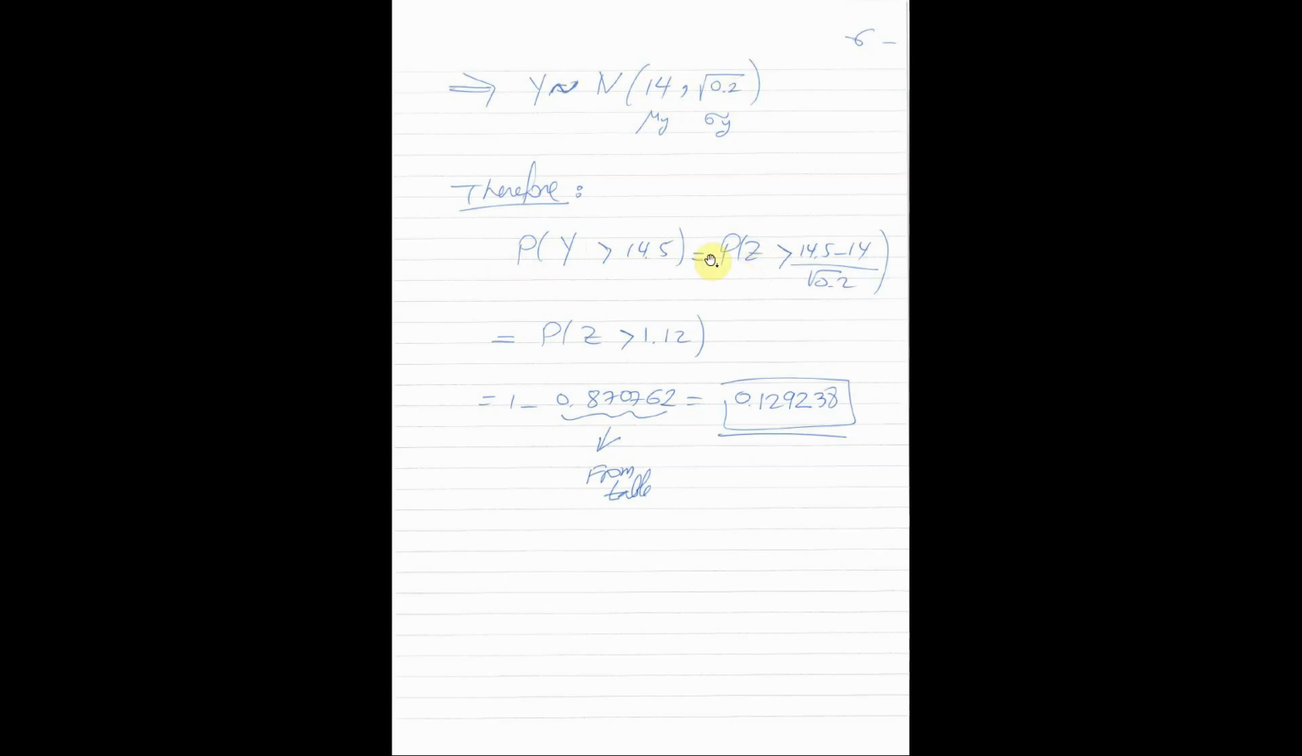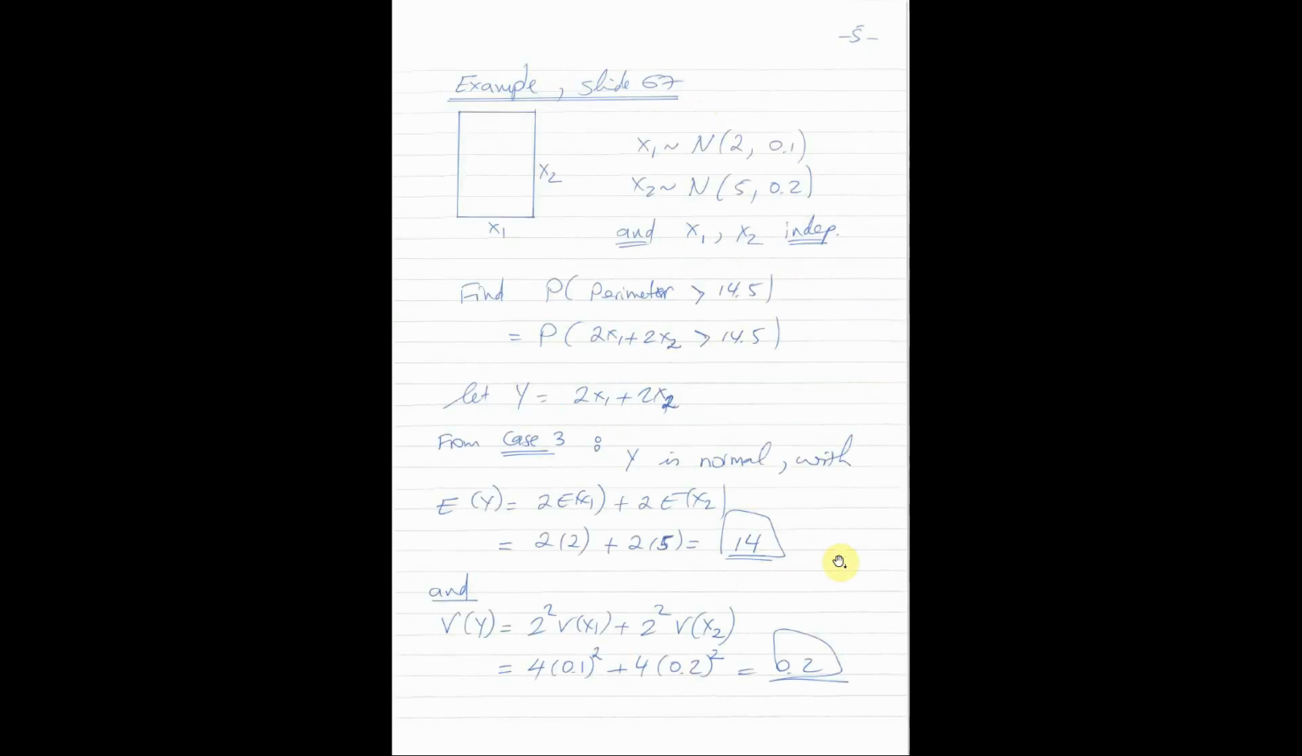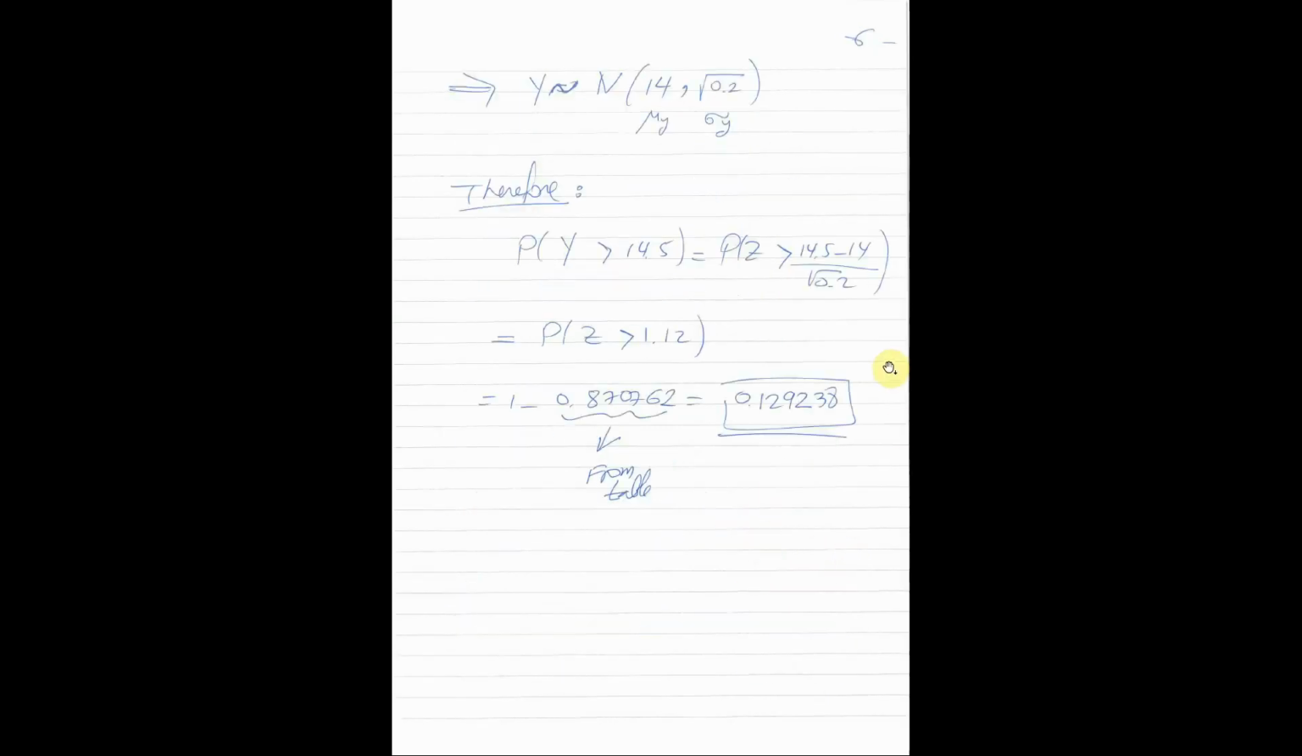So we say that this probability is equal to the probability that Z is greater than, and then we standardize. We take the 14.5, we subtract the mean, and we divide by the standard deviation. But we have to be careful. We subtract the mean for Y, and we divide by the standard deviation for Y, root of 0.2, which depends on the values that we have calculated in the previous slide. Now, if we use the calculator, this has a value of 1.12. So at the end of the day, we need the probability that Z is greater than 1.12.